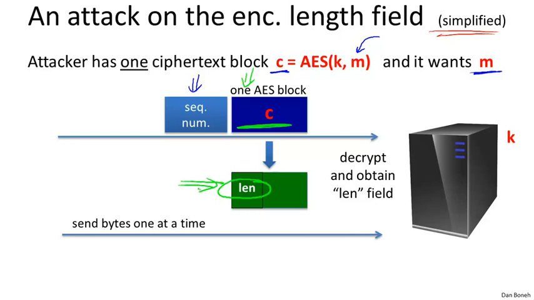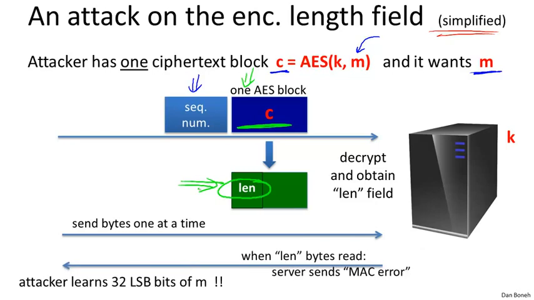Eventually the server will read as many bytes as the length field specifies, at which point it will check that the MAC is valid. And of course the attacker was just feeding the server junk bytes, and as a result the MAC is not going to verify and the server will send a MAC error. But you realize what happened here: the attacker was counting how many bytes it sent to the server, and so it knows exactly how many bytes were sent at the time that it receives the MAC error from the server. So that tells it that the decryption of the first 32 bits of its ciphertext C are exactly equal to the number of bytes that were sent before it saw the MAC error.